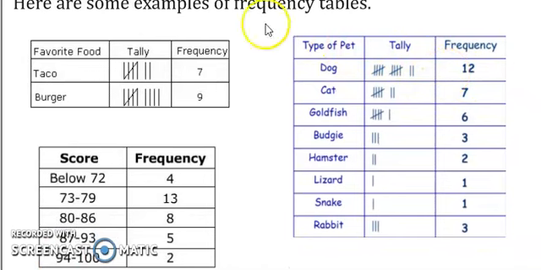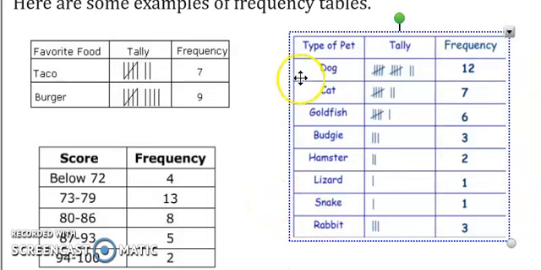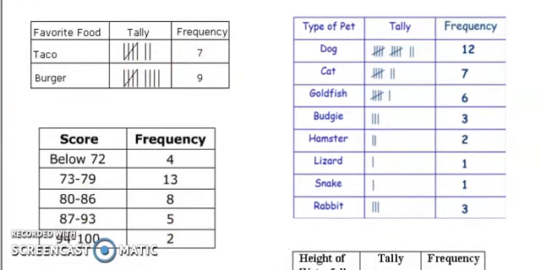So if I take this example over here for discussion, people are being surveyed about what types of pets they have. Instead of listing the response of cat 7 times or the response of dog 12 times, I could just say, hey, 12 people said dog, 7 people said cat. We're pretty used to seeing these when it comes to grades, right?